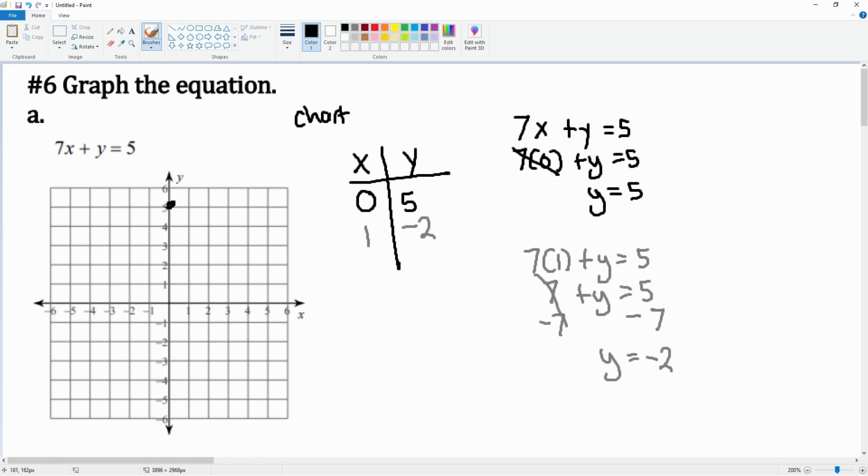Here are my 2 points. 0, 5 is right here. 1, -2 is down here. All right. Now we can just connect the line. And we put the arrows on it, and that would be our equation. There you go. That's it.